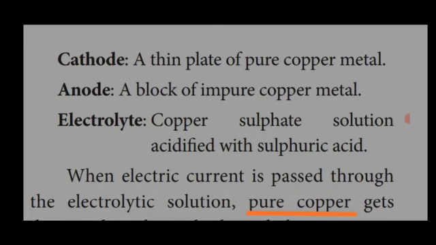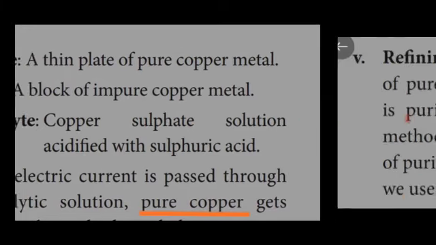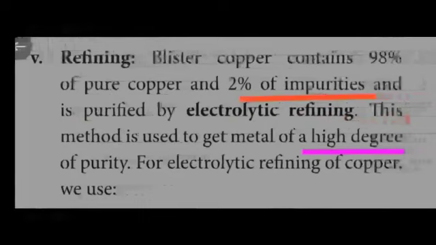100% pure copper, because blister copper contains 98% pure copper and 2% impurities. These 2% impurities are removed by electrolytic refining.